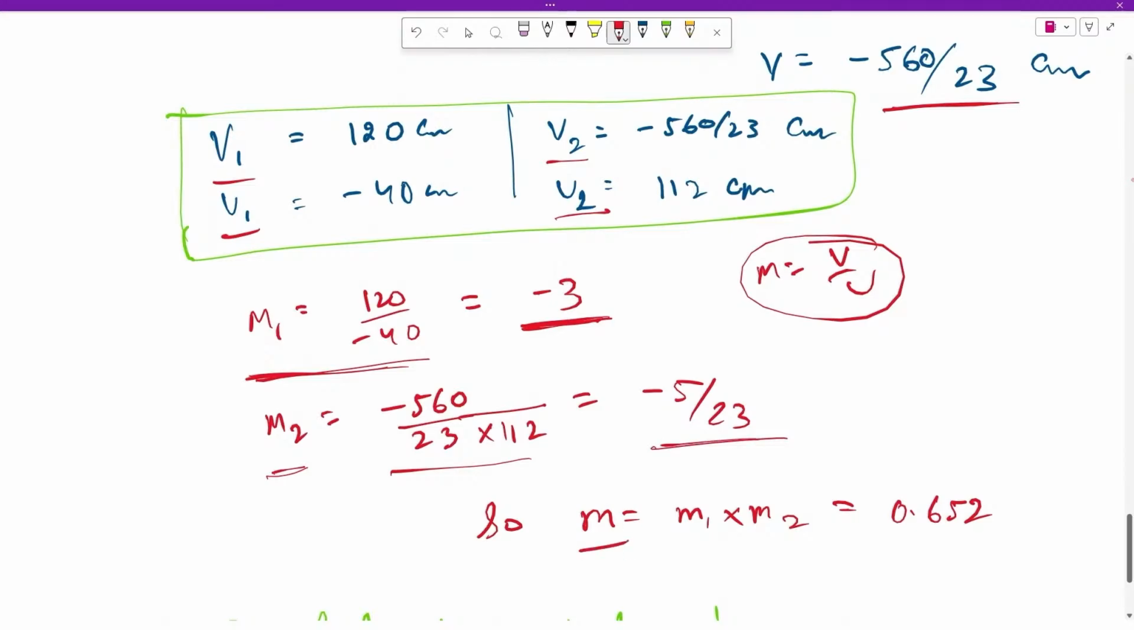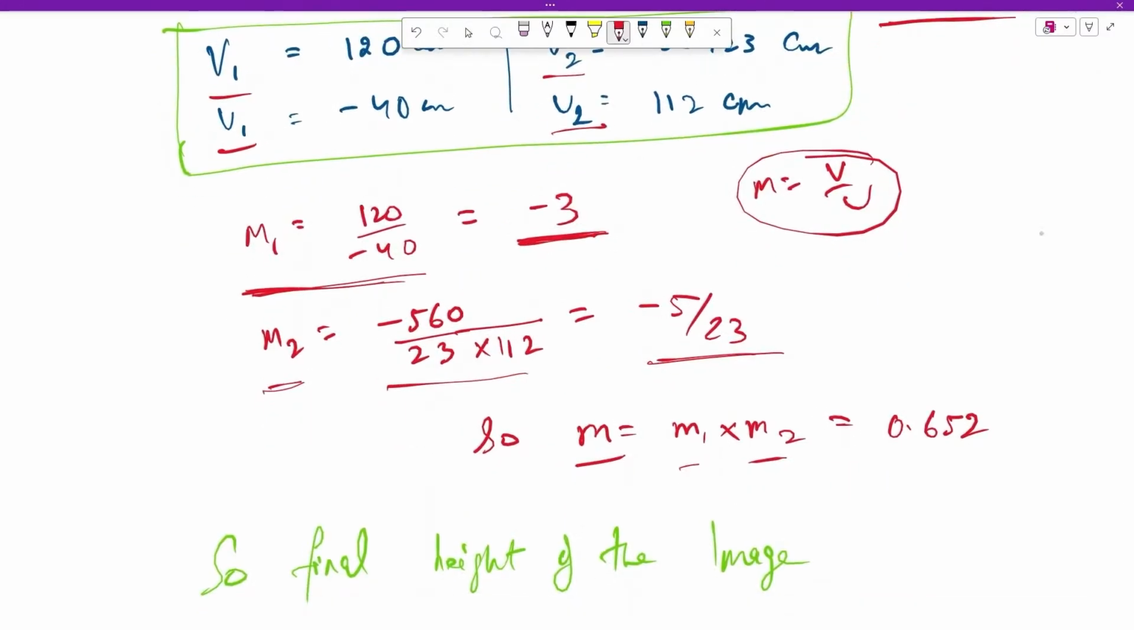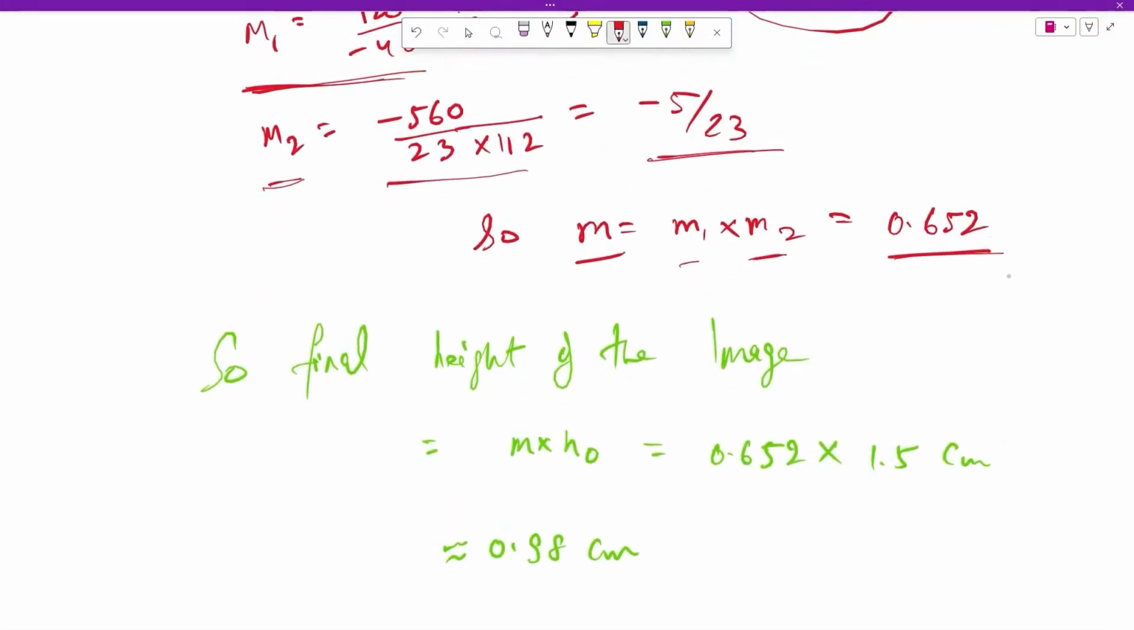Now net magnification will be equal to the product of these two independent magnifications, and that will be equal to 0.652. That is, the net magnification is less than 1 and the image is diminished in size. So the final height of this image is going to be equal to net magnification multiplied by the original height, and that we will get as 0.98 centimeter, because the initial height was 1.5 centimeter. So we can multiply it with 0.652, that is the net magnification, and we will get the value as 0.98 centimeter.